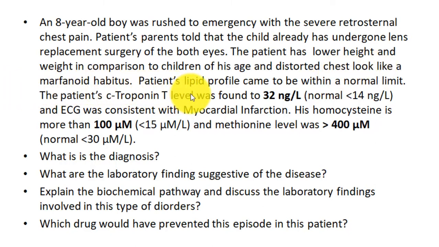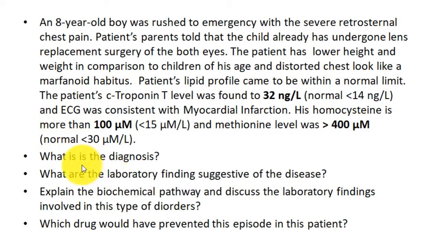The patient's lipid profile came to be within normal limits, and the patient's cardiac troponin T level was found to be 32 nanogram per liter. The ECG was consistent with myocardial infarction. His homocysteine is very high, more than 100 micromole per liter, and normal is less than 15 micromole per liter. Methionine level was also very high, 400 micromole per liter, and normal is less than 30 micromole.